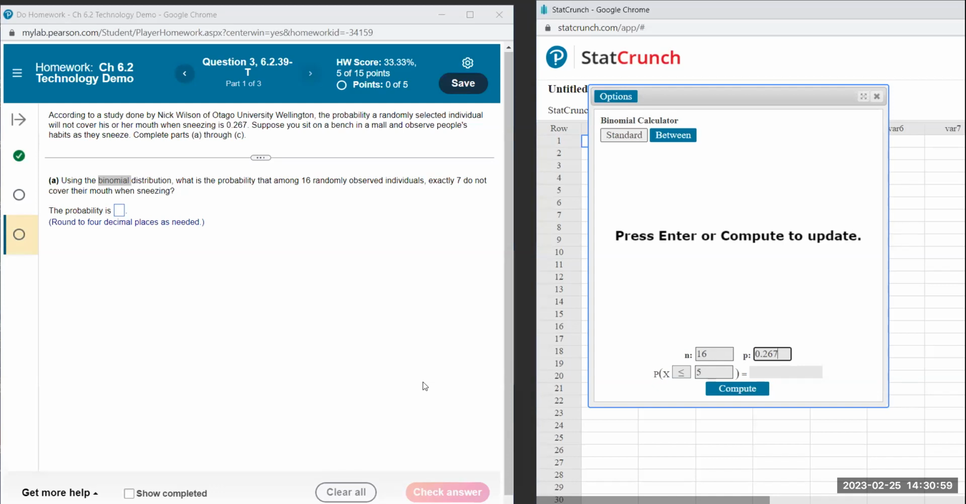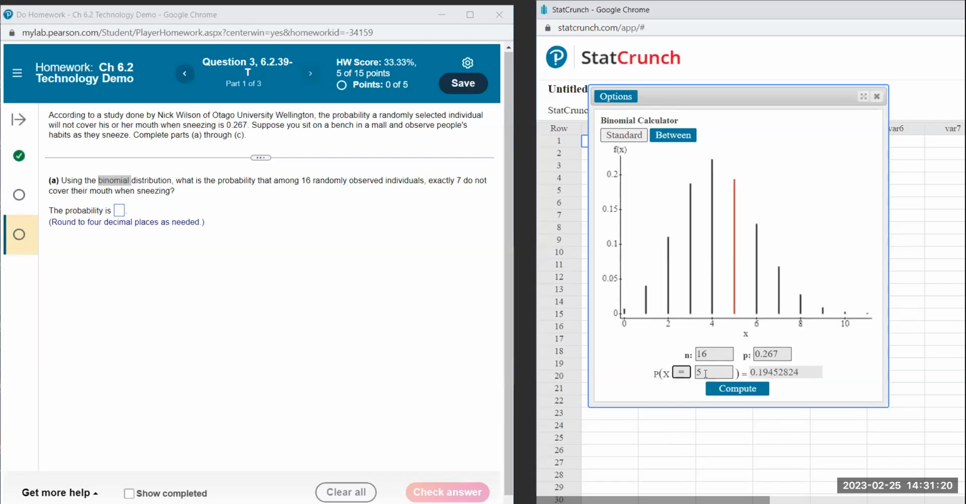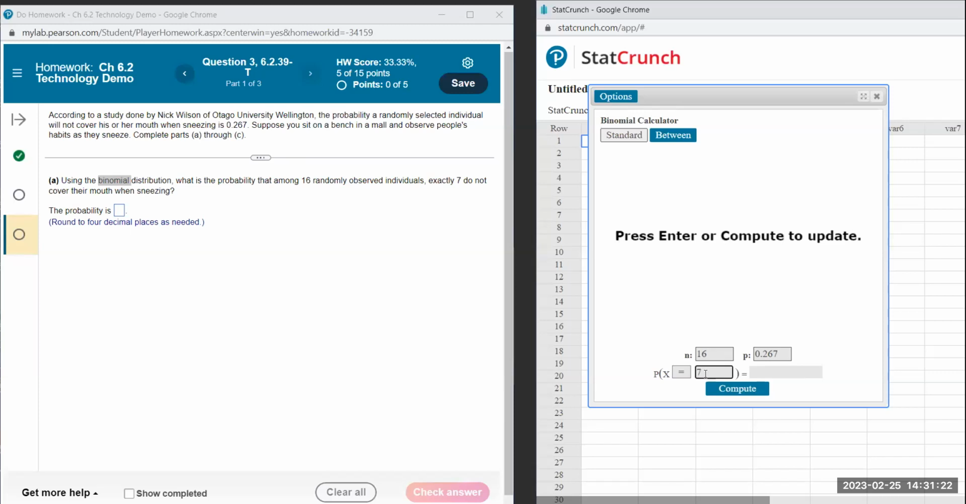So in this case, a success is anybody who didn't cover their mouth, because that's what we're counting. And a failure would be anybody who does cover their mouth, because that's not what we're counting. So we have to be kind of a little bit careful here. What are the odds that 7 didn't cover their mouth? So exactly means equal to. Didn't say more than 7, less than 7.